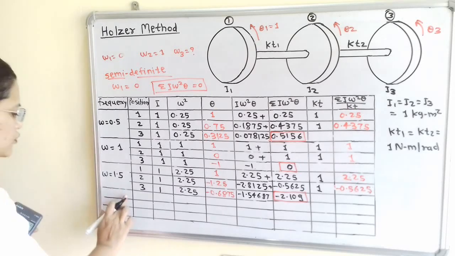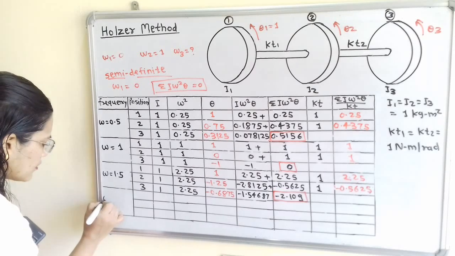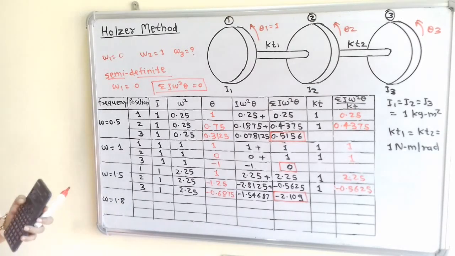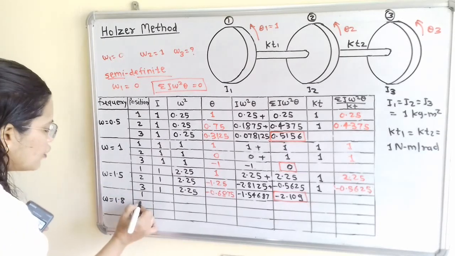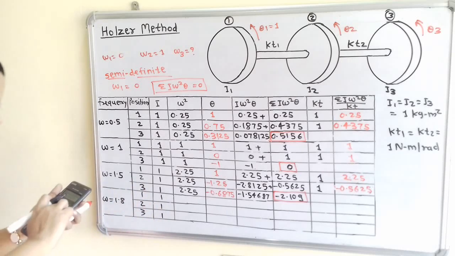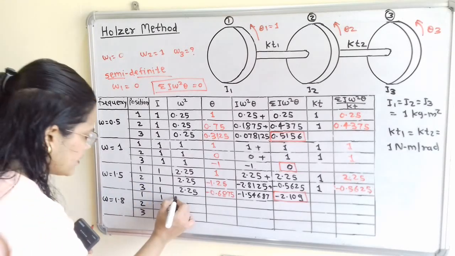So we will assume the next value, omega is equal to 1.8. So next value is omega is equal to 1.8. So position 1, 2, 3, I 1, 1, 1, omega square, 1.8 square. 1.8 square, that is 3.24.